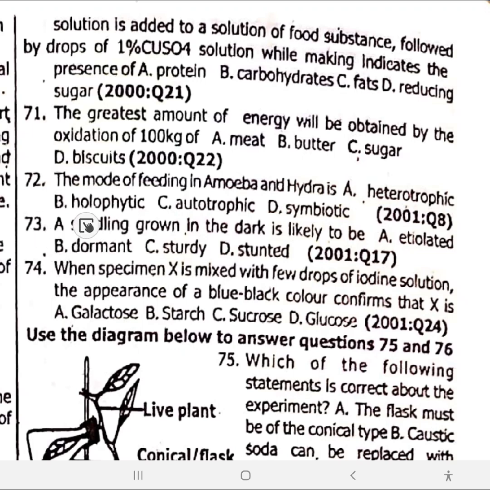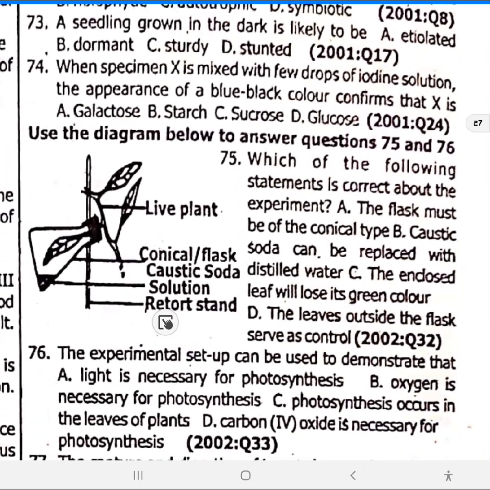73. A seedling growing in the dark is likely to be etiolated. When something is growing in the dark, it's etiolated and lanky, option A. 74. When specimen X is mixed with a few drops of iodine, it gives the test for starch. 74 is option B. See how fast you can become once you've gotten these things down.